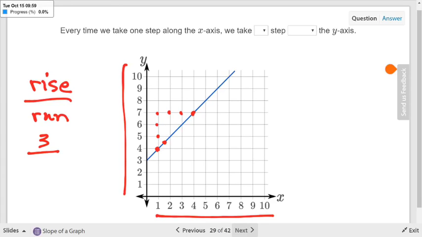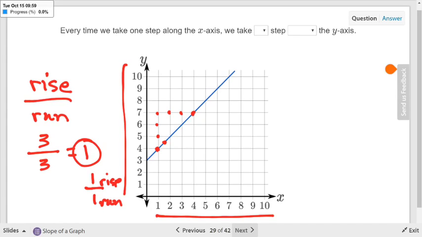1, 2, 3 over. And what is 3 over 3? 1. So that means that the slope of this is 1. Now be careful what they're asking here, though. Every time we take one step along the x-axis, we take how many steps on the y? Well, be careful, though. We reduced it, didn't we? It's 1, and what's 1 as a fraction? 1 over 1. So that means our rise is 1, and our run is what?